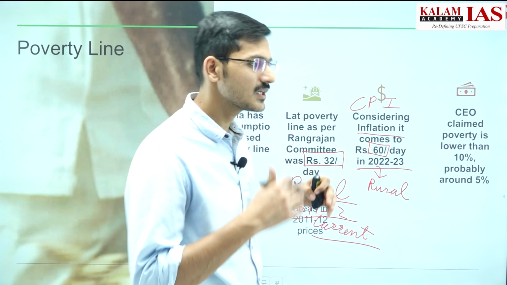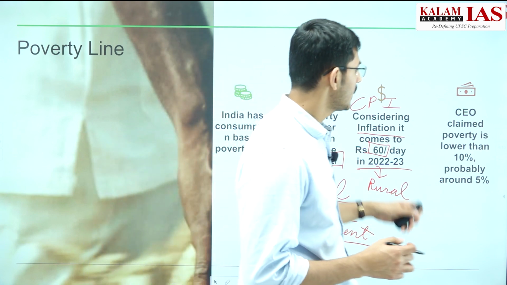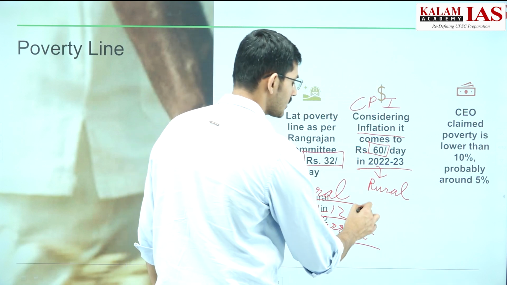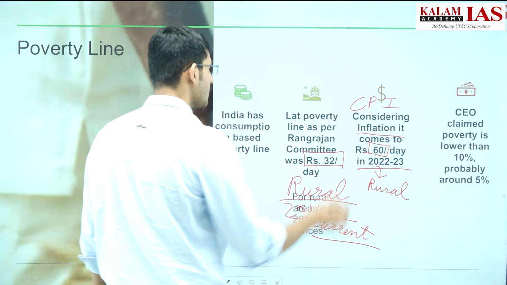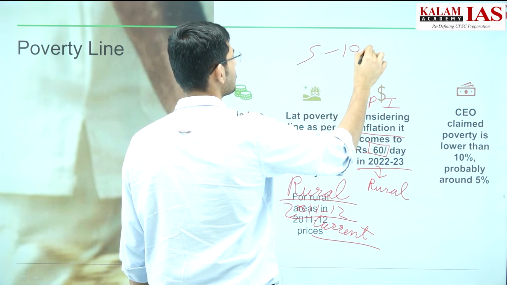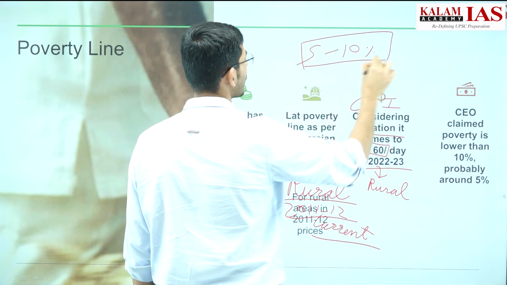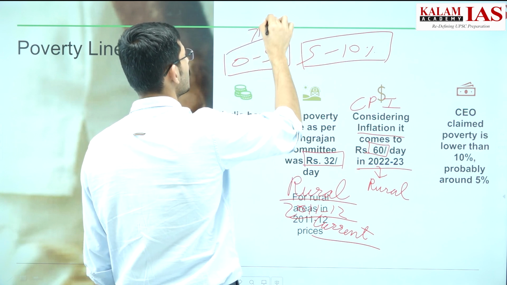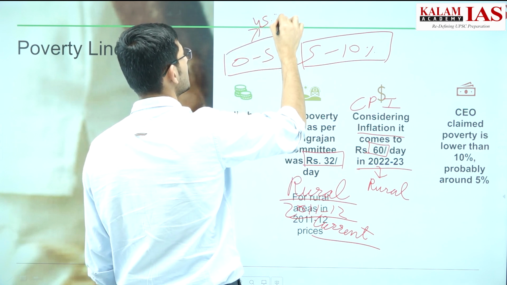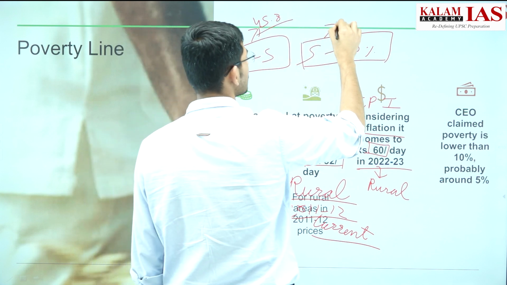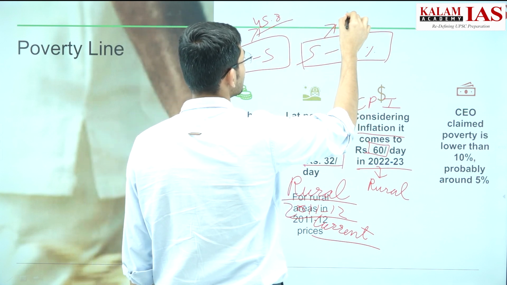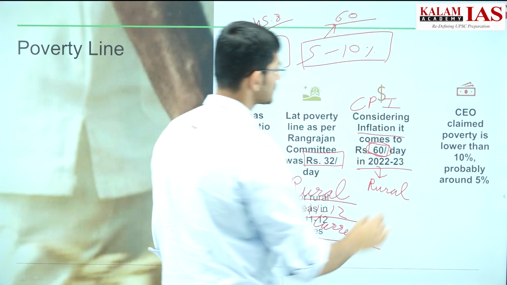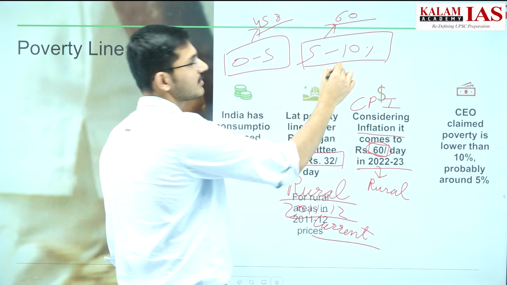60 per person per day in rural India, based upon which he said that we have seen that the bottom 0 to 5% of people are spending at an average of 46 rupees per person per day. The 5 to 10% are spending about 60 rupees per person per day, and that is the average spending of the 5 to 10%.